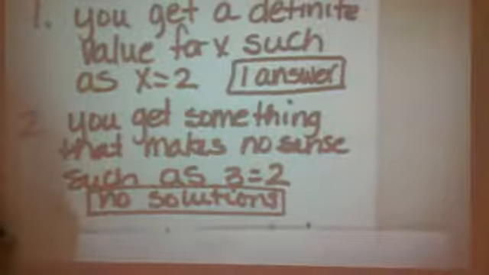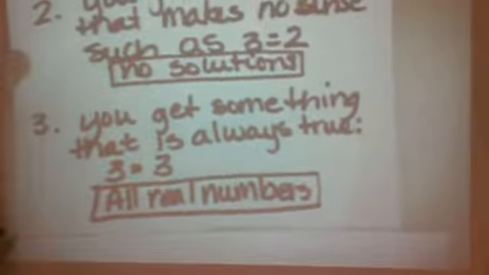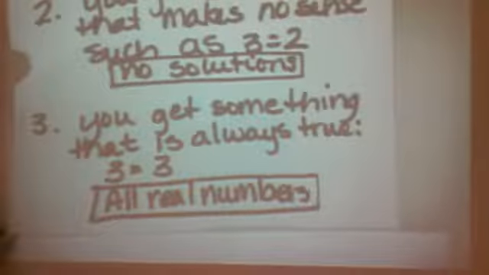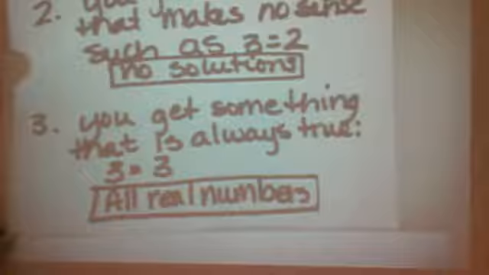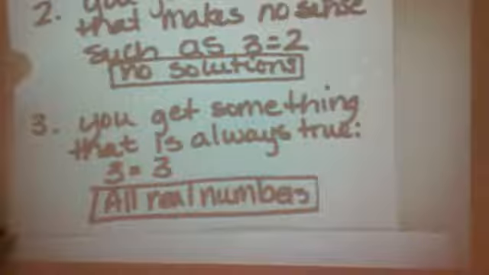The last one that you'll talk about in this class is when you get something that's always true, such as 3 equals 3 or 5 equals 5. That means that your solution includes all the real numbers. So watch each one. It doesn't mean you necessarily made a mistake. It means that there may be no solution or there may be an infinite amount of solutions.